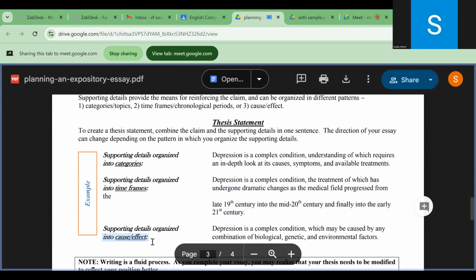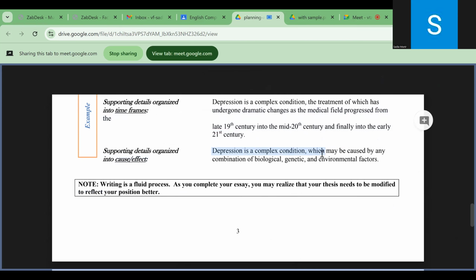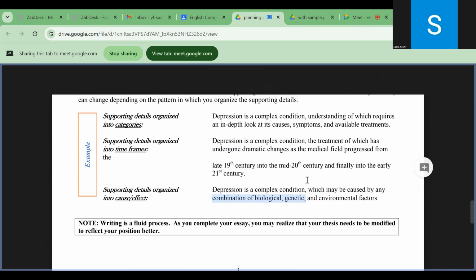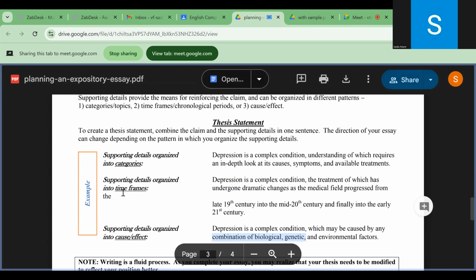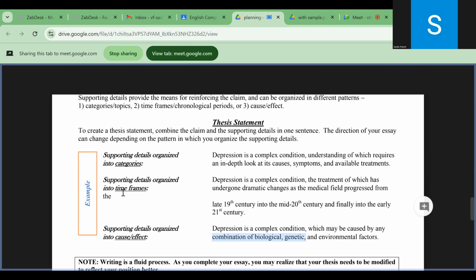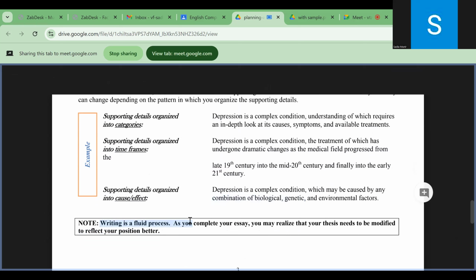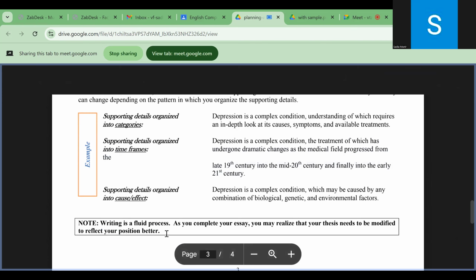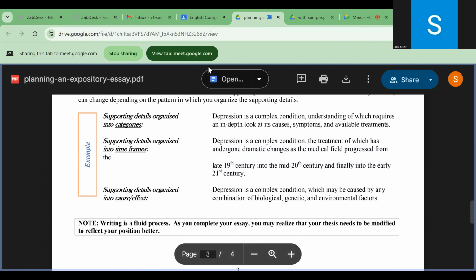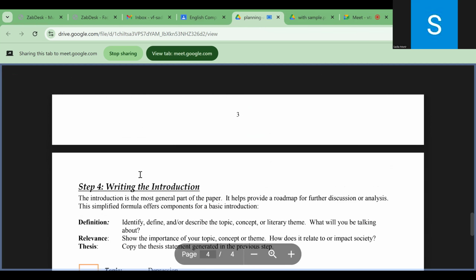And then cause and effect could be there. Depression is a complex condition which may be caused by any combination of biological, genetic and environmental factors. You see, तीनों categorizations को लेके चला जा सकता है, तीनों claims हैं और तीनों को different 3 तरीकों से arrange किया गया. Remember, writing is a fluid process. As you complete your essay, you may realize that your thesis needs to be modified to reflect your position better. So whenever you're writing, you can always go back and revisit a step and make it better.